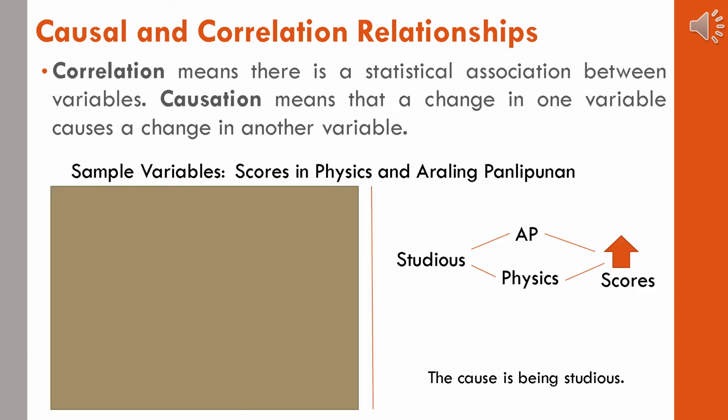But then, in causation, bakit nga ba tumaas yung grades sa AP at physics? So, ano yung cause at ano yung naging effect? Ang cause, dahil studious, 'di ba? Masipag mag-aral yung estudyante in araling panlipunan and in physics. So, ang cause is ang pagiging studious, and the effect is parehas na mataas yung scores in araling panlipunan and in physics.